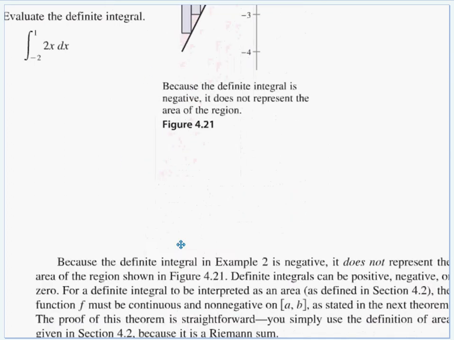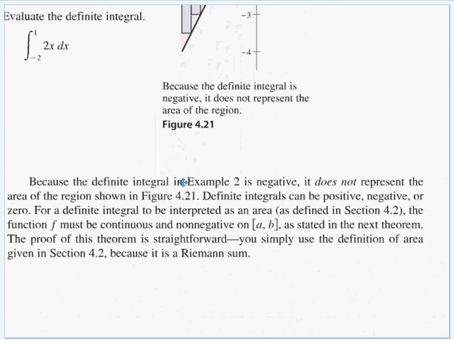Whoa. Because the definite integral in example 2 is negative, it does not represent area of a region. Definite integrals can be positive, negative, or 0. For a definite integral to be interpreted as area, the function f must be continuous and non-negative. It has to stay above the x-axis. We'll see that in the next theorem.